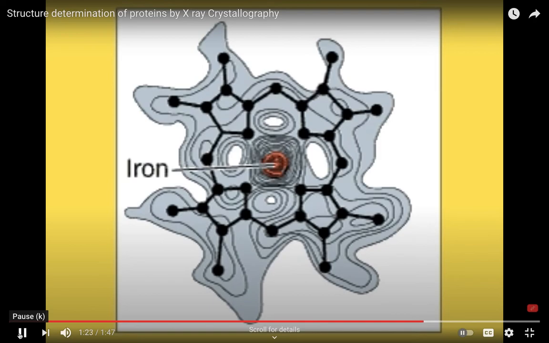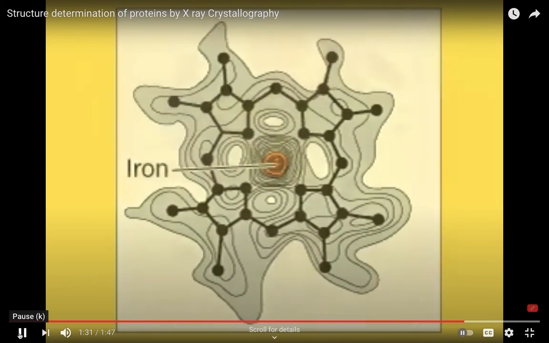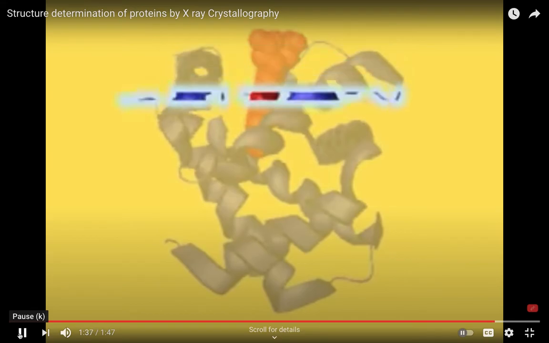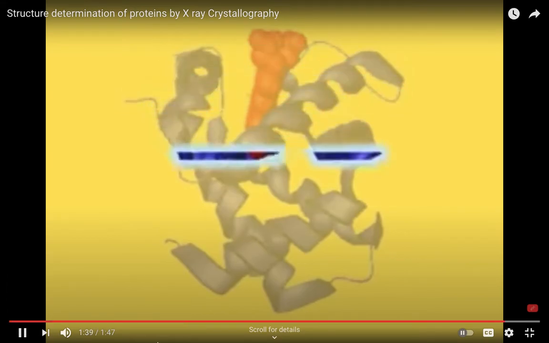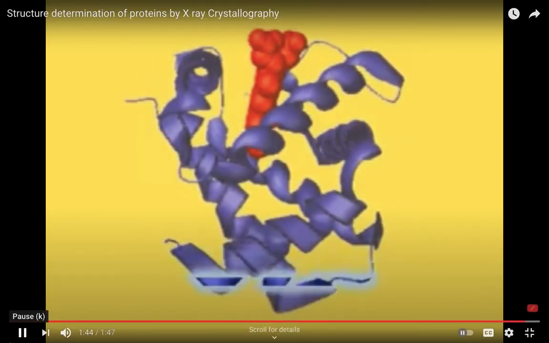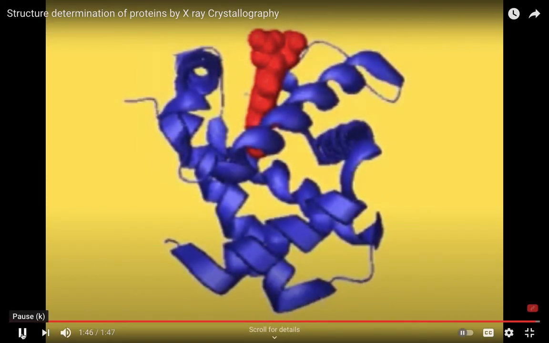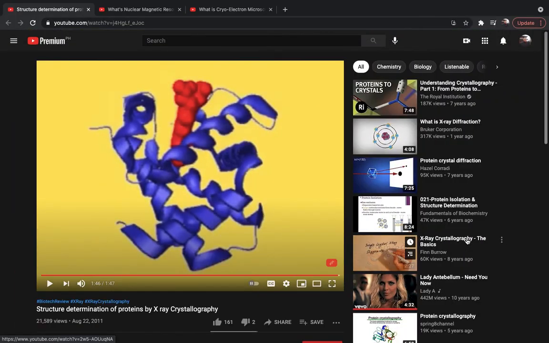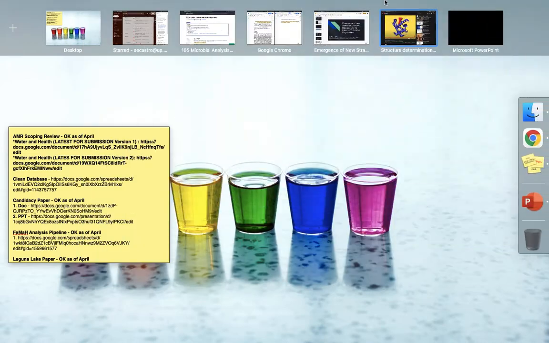Here is the heme in hemoglobin, whose atoms all lie in the same plane. The hill in the middle is an iron atom. Since proteins are three-dimensional, many such maps, each representing a slice through the molecule, must be assembled by computer to create a complete 3D structure. Okay, so that's a short video showing us an overview of how X-ray crystallography works.